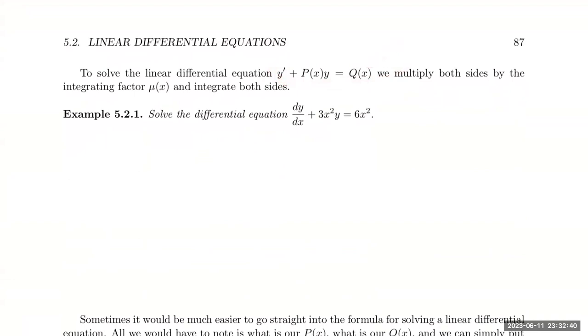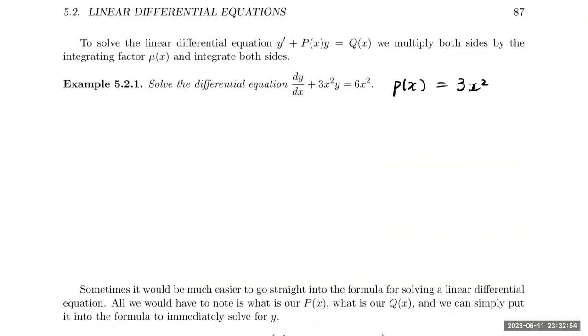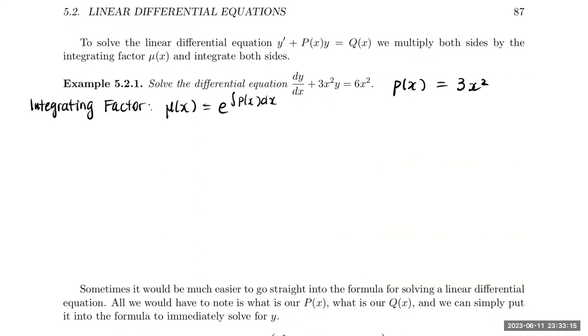So let's have a look. Our p of x here, then, is going to be 3x squared. So that means our integrating factor, our mu of x, as we said, is equal to e to the power of the integral of p of x dx, which is equal to e to the power of the integral of 3x squared dx, but that is just going to be e to the power x cubed. No need to worry about the constant up here. It's fine.